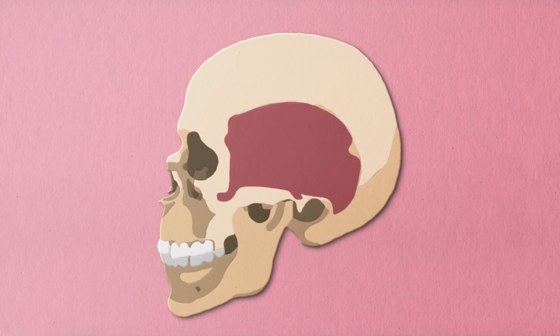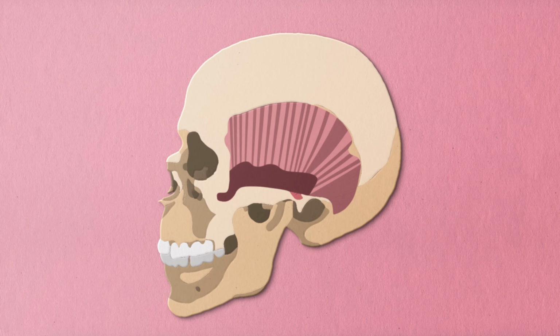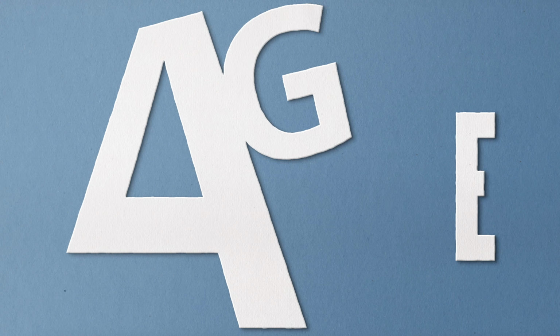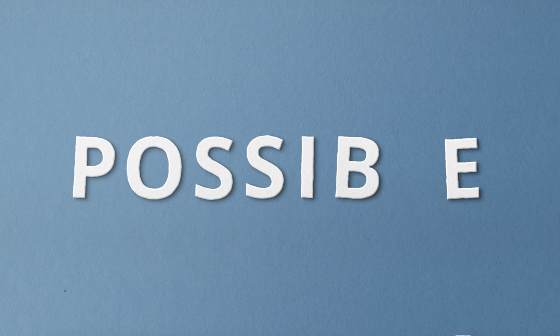Another difference, maybe not as obvious as the previous ones, is the presence of a larger temporal bone in males. The temporal bone is the bone close to the ear where muscles attached to other important structures of the head pass through. Determining the age at death through physical attributes is also possible.